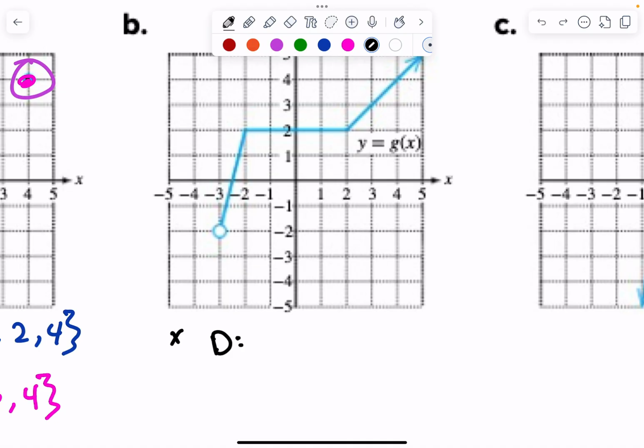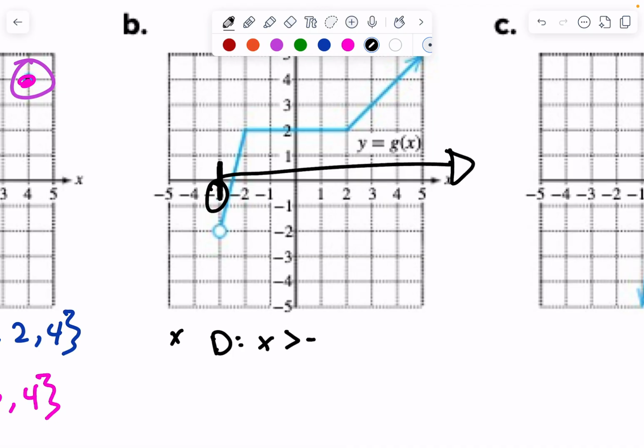So at what x coordinate does it start? It starts at an x coordinate of -3 and it goes forever to the right because x's go left and right, okay? So x has to be greater than -3. Now it's not greater than or equal to because this is an open circle, right? Okay, so that's what we're looking at there. So x is greater than -3.